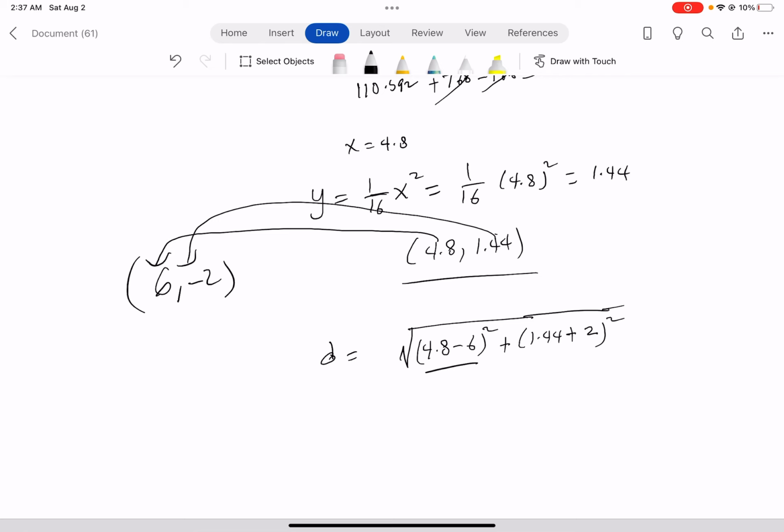So the shortest distance here is going to be the square root of 13.3. So the answer is here, which is going to be the minimum distance at this point. So the minimum is 3.65 at the point equal to 4.8 and 1.44.